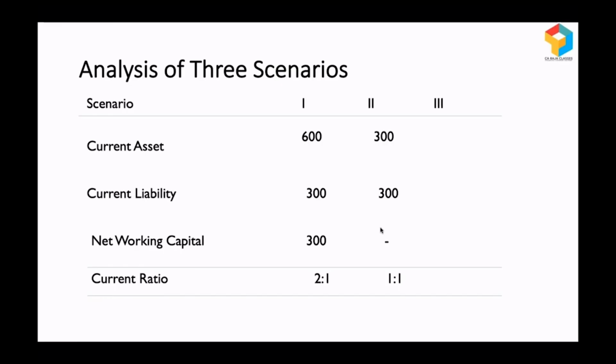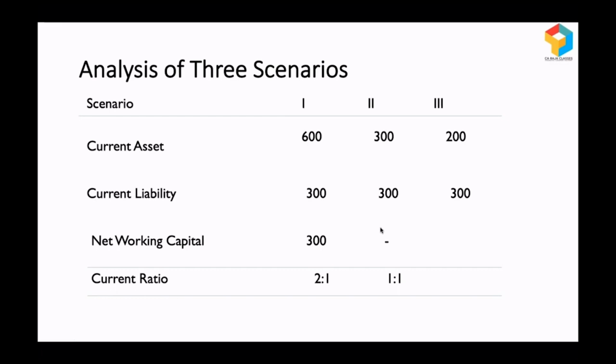Look at the scenario 3. My current assets are 200, current liabilities are 300. So what does that mean? I have borrowed 300 with a promise I will repay within 1 year, but what I have created with borrowed money is only 200.